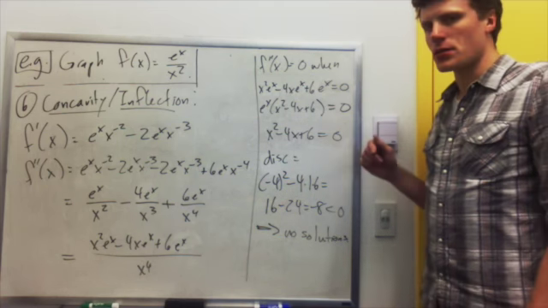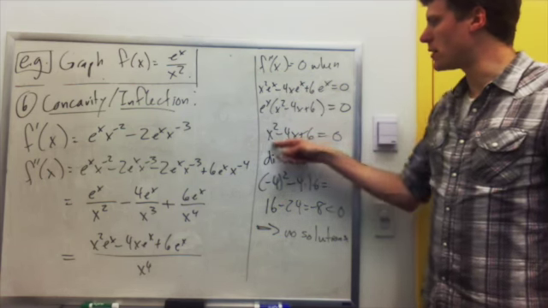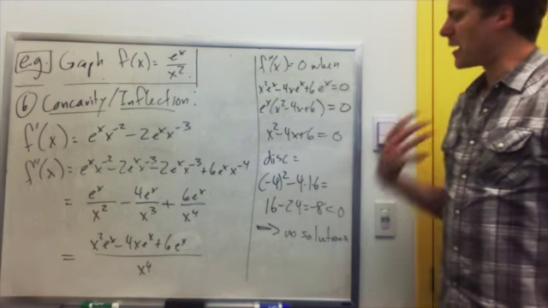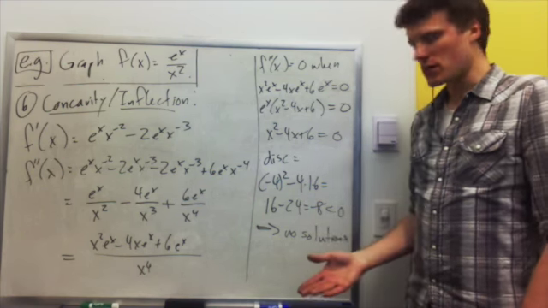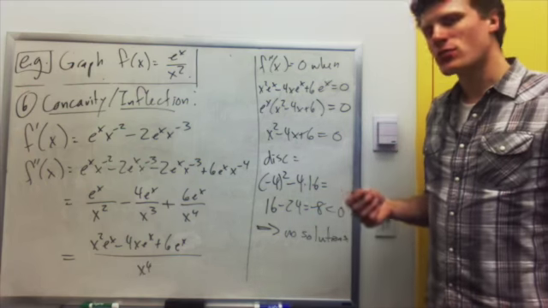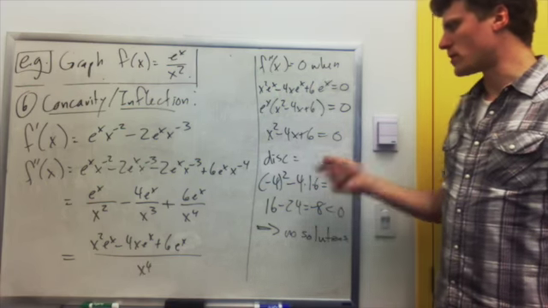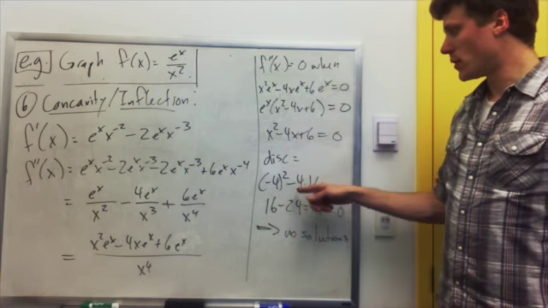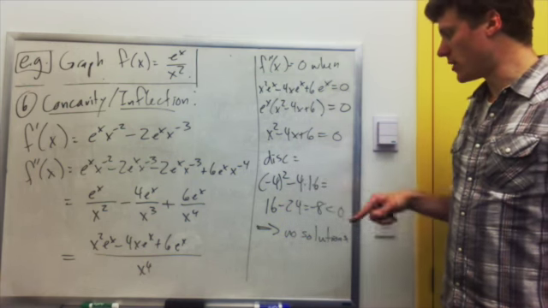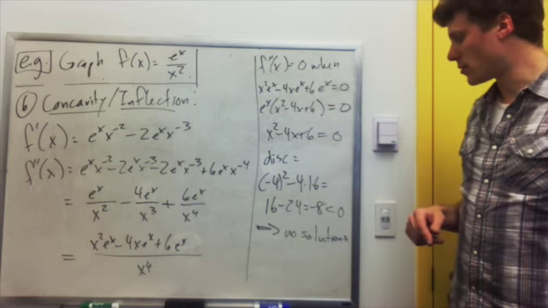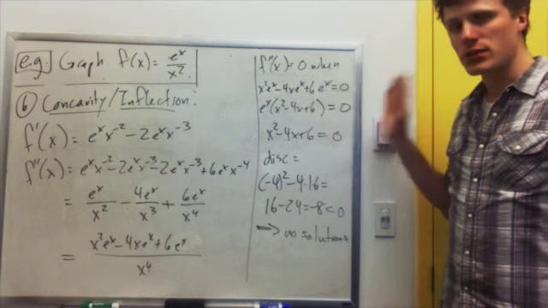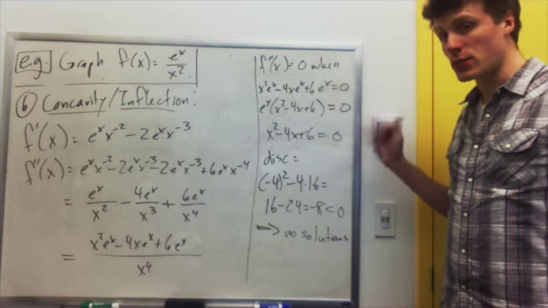Now, e to the x is never 0, so if this is 0, then x squared minus 4x plus 6 has to be equal to 0. Now, you could go ahead and try to factor it. You're going to fail. Let me compute the discriminant of this quadratic equation. It's b squared minus 4ac, so negative 4 squared minus 4 times 1 times 6 gives me 16 minus 24, which is negative 8, which is less than 0. So there are no solutions. So actually, this is never equal to 0. There are no inflection points.